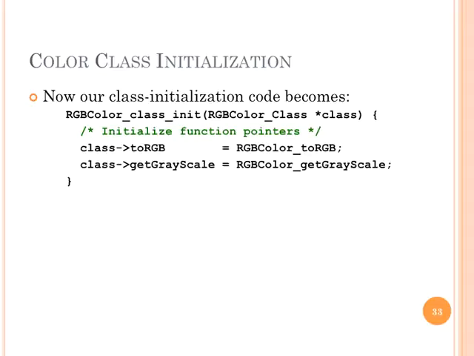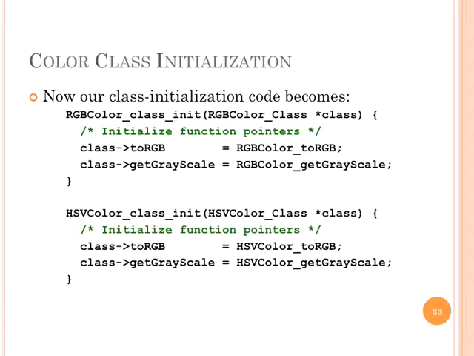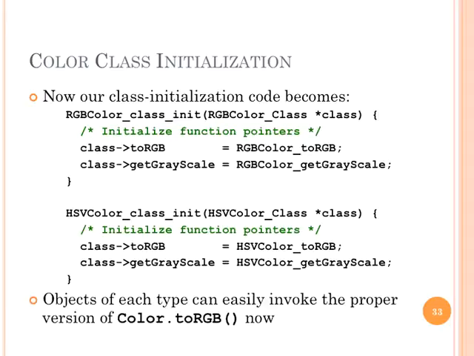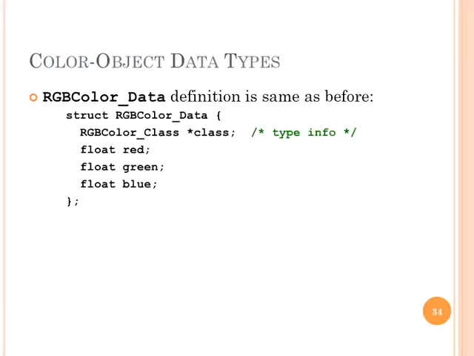Okay, here's our class initialization code. So RGB color class init. We take an RGB color class star. What do we do? Well, we initialize our function pointers to be our version of the functions. So we set 2RGB to point to our version of 2RGB, and get grayscale to our version of get grayscale. Very straightforward. Same thing with HSV color. We have to say, I need the HSV color versions of these functions. And then it becomes really easy when we have a color star or a color reference to invoke the appropriate version, because we can just look up the class and look up the appropriate version of 2RGB.